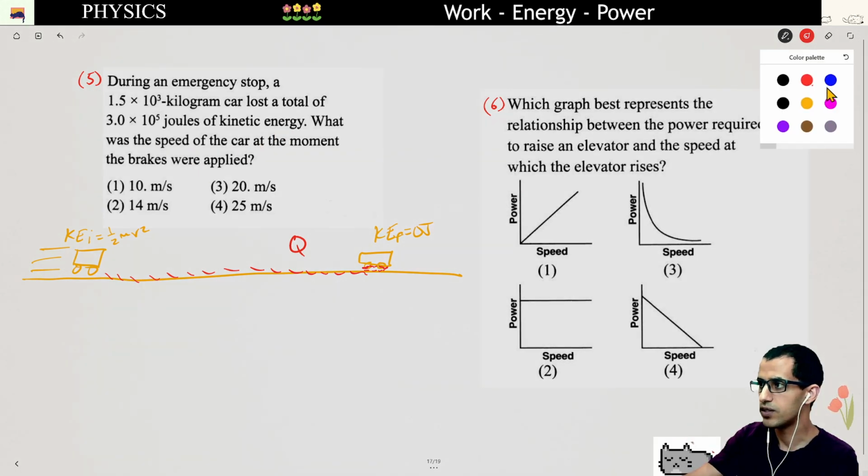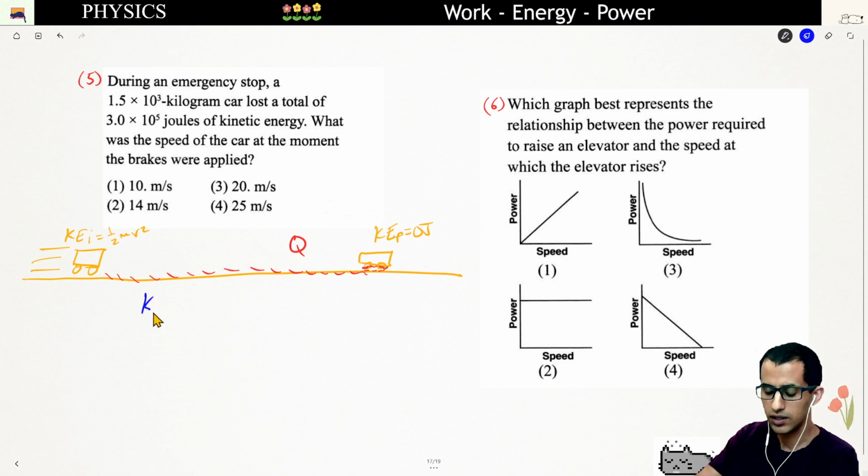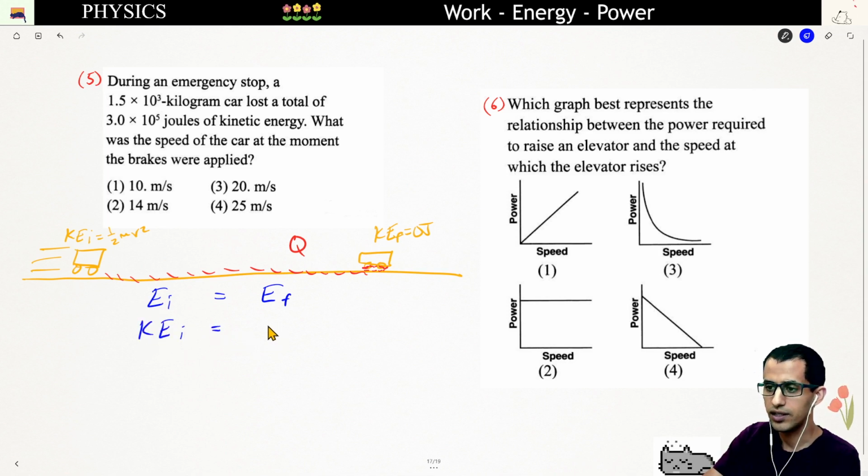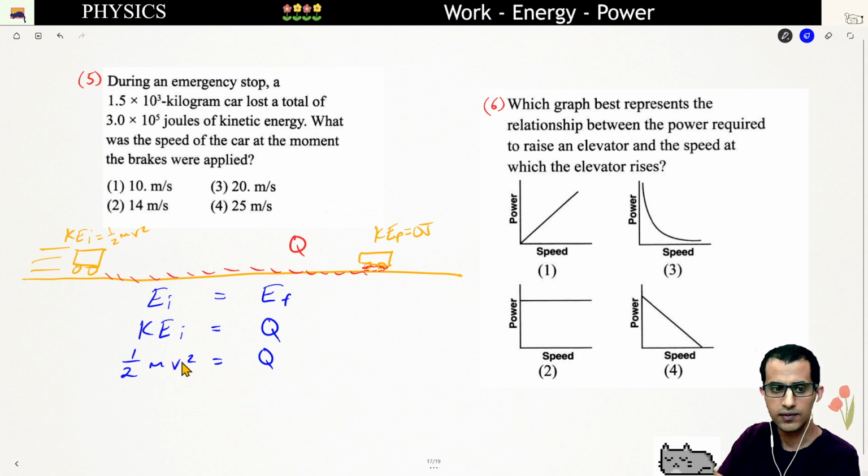So we have to write our equation for conservation of energy. The initial energy is always equal to the final energy. The initial energy we start off with is just kinetic, and we end up with all the energy turning into thermal energy. This equation is 1/2 mv squared. This is just Q. Again, there's only one unknown variable here, and that's the v.